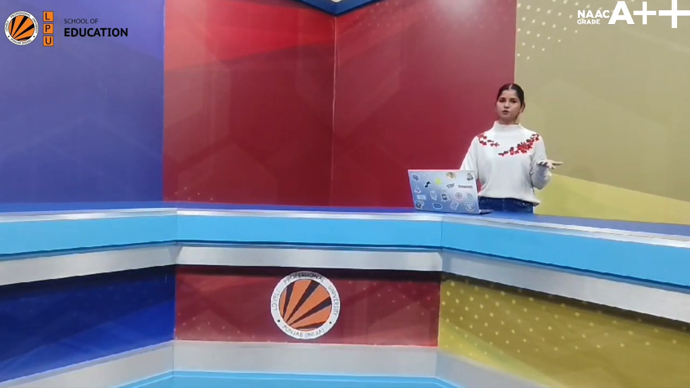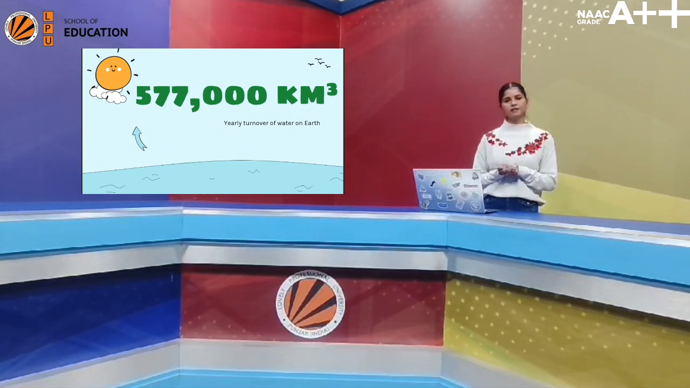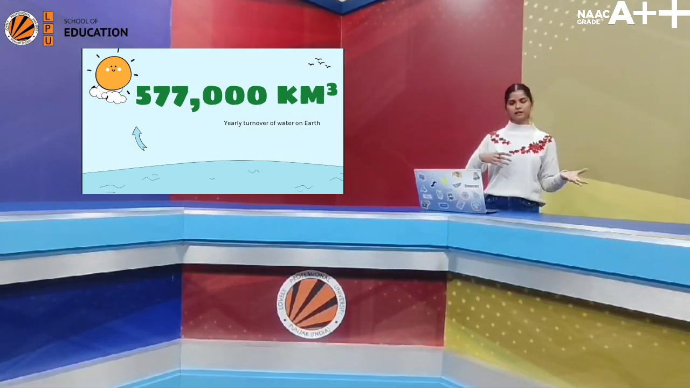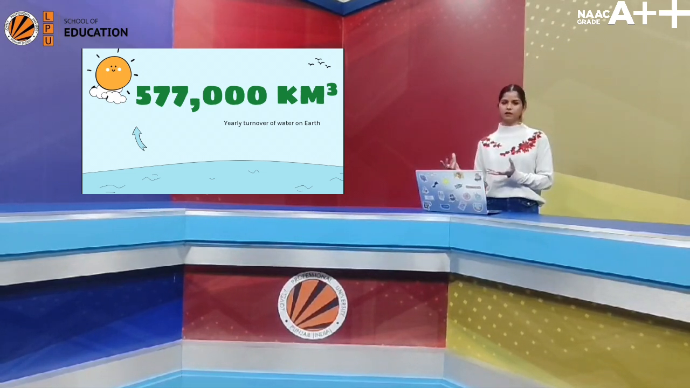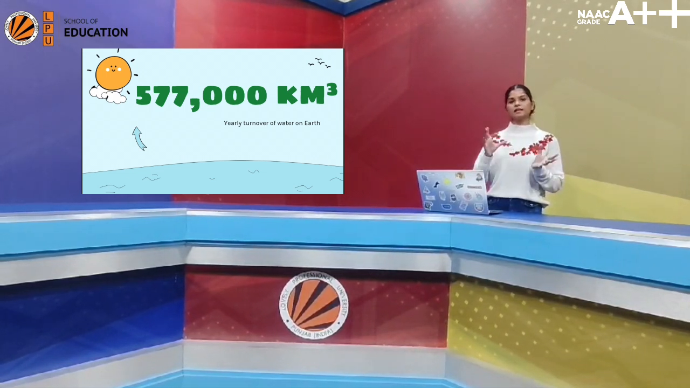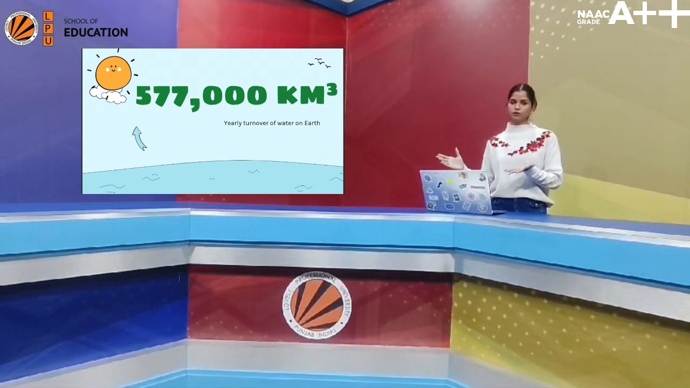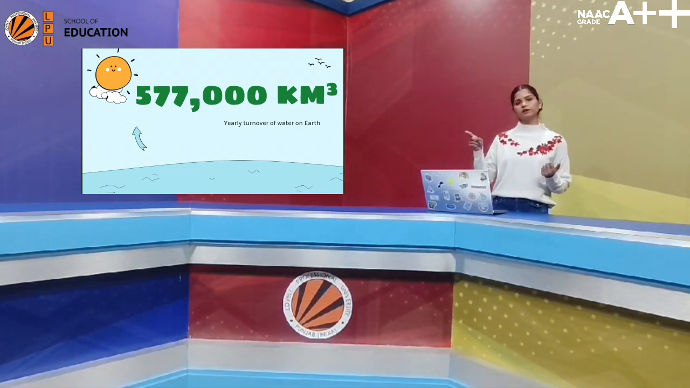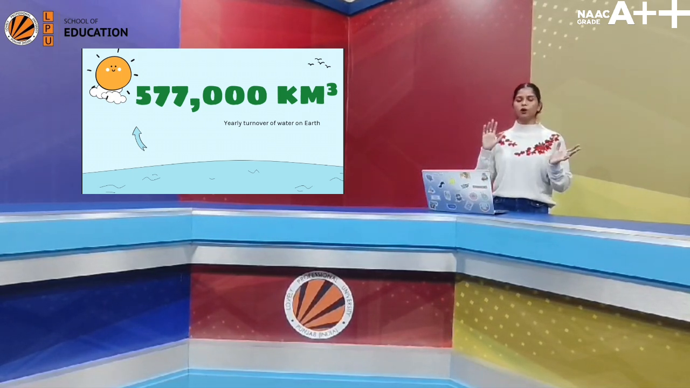So now I'd like to show you a figure. You see this really big number on the screen, but what does that mean? It says underneath that it is the yearly turnover of water. But what does that mean? The word turnover means something that stays the same. It circulates throughout the year. So this is the amount of water that circulates throughout the year on our planet. It evaporates and it comes down, and the total volume of water more or less remains the same.